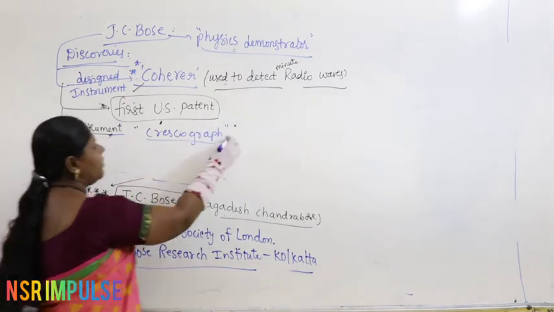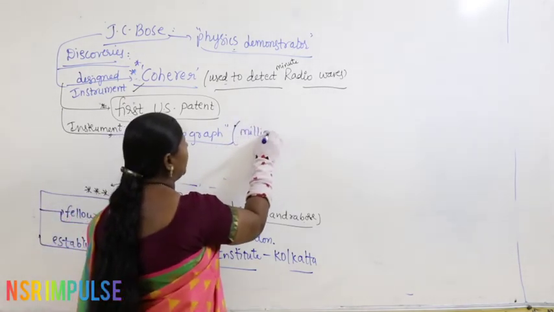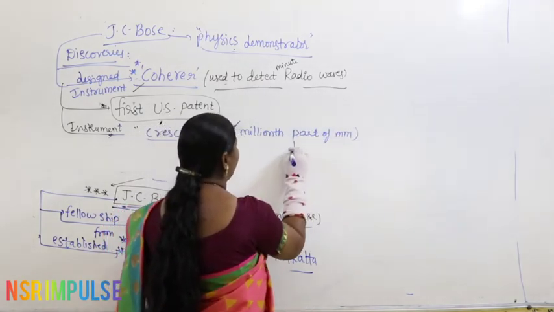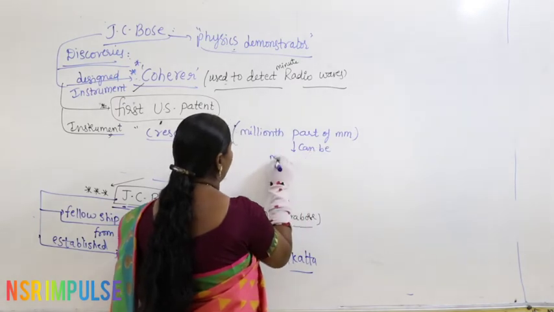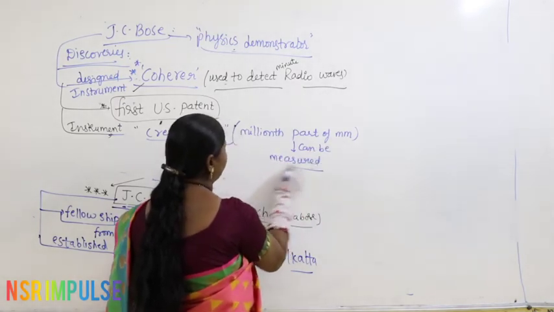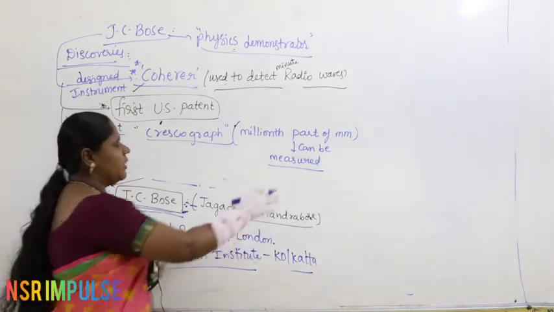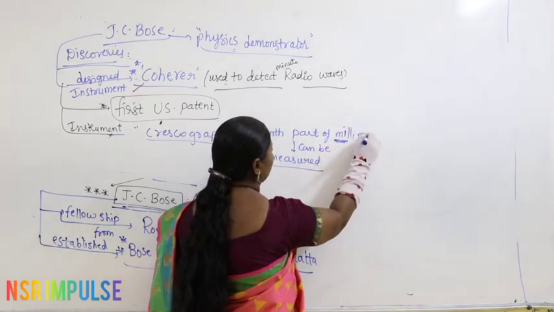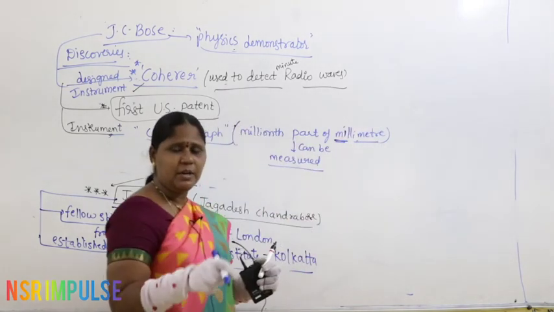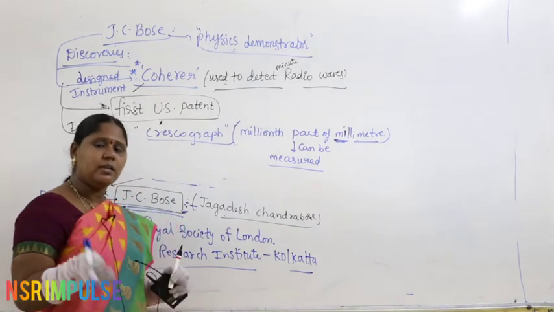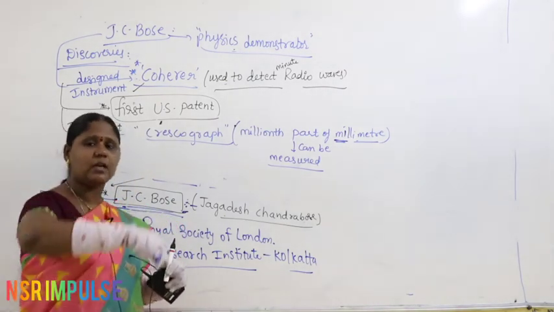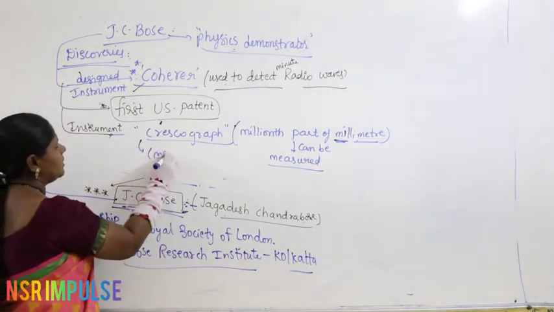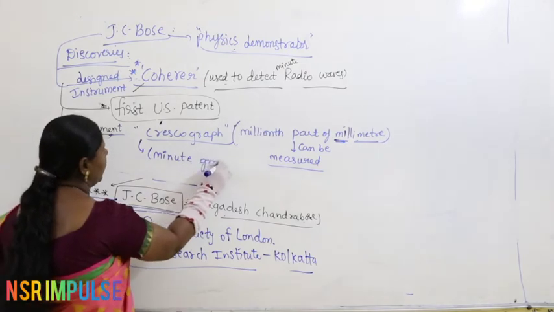So, what is crescograph? Using it, a millionth part of a millimeter can be measured. Millionth part of a millimeter; first of all, mm, I will write it in full. So, what is mm here? You all know very well, it is called millimeter, right. Millimeter is such a small unit, and in that millimeter you can see a millionth part of growth. That means using it he was able to see the minute growth of plants.